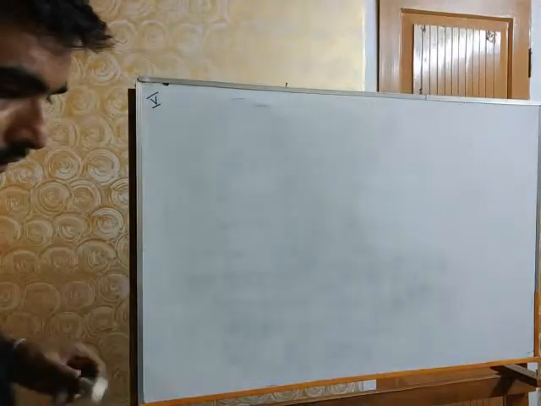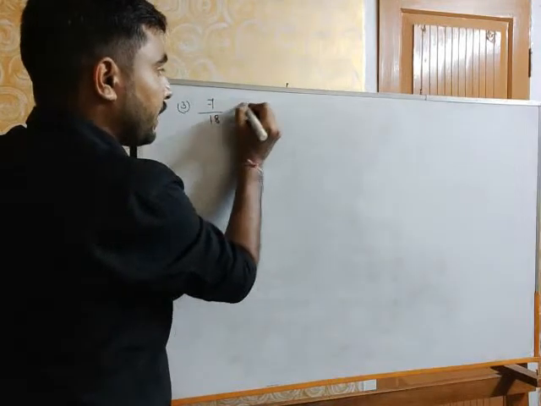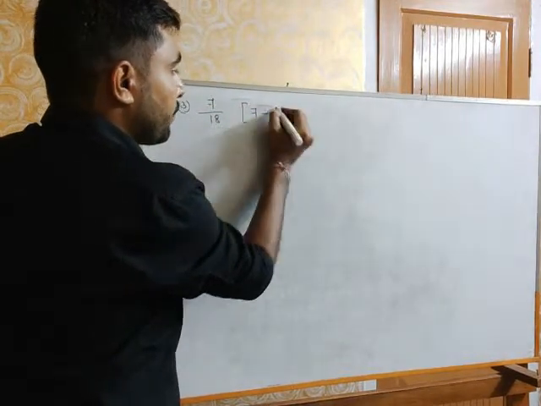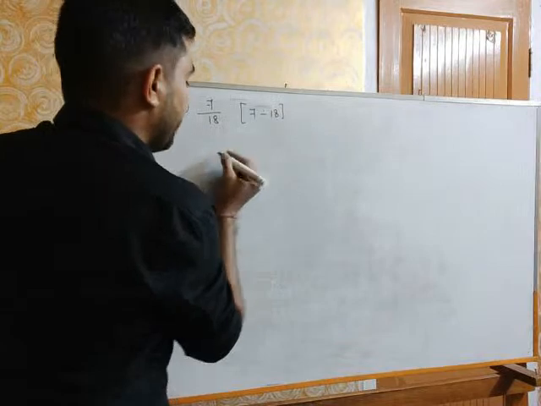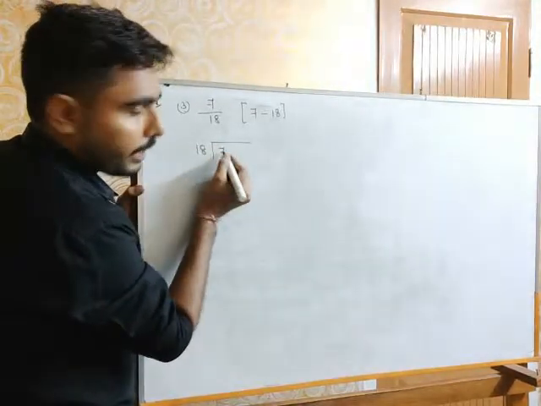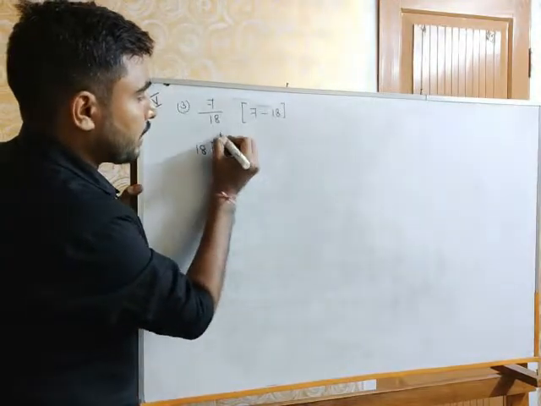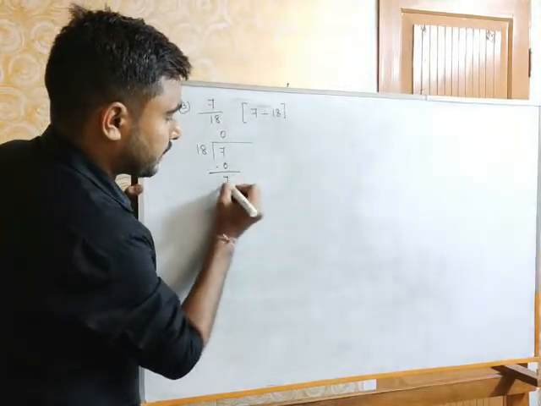Number 3 is 7 divided by 18, which means what? 7 by 18 means 7 divided by 18. In the table of 18, 7 won't be seen. So 18 0 times is 0, remains 7.